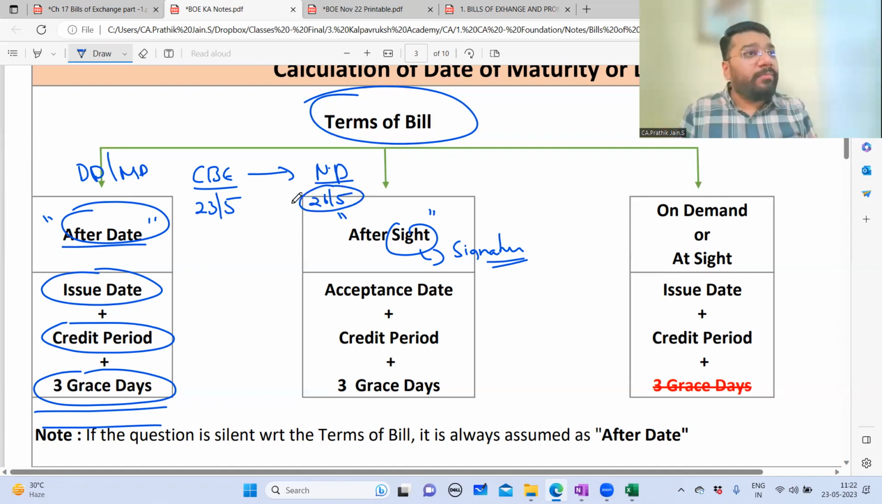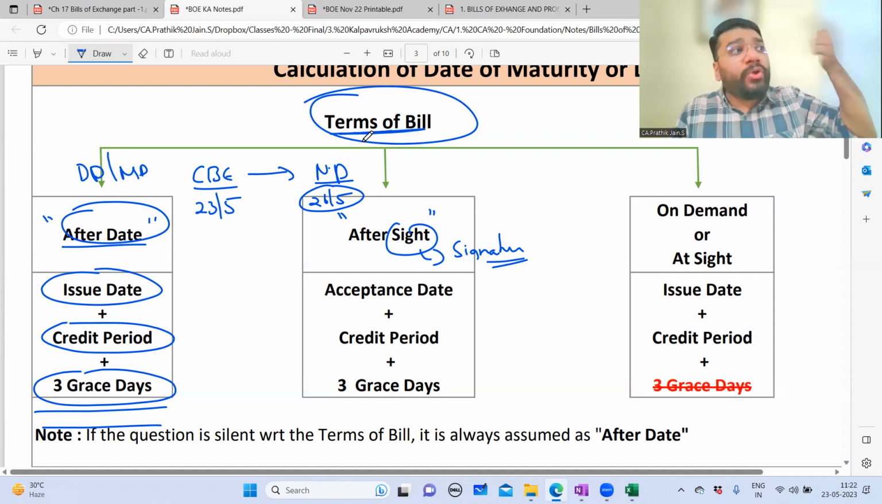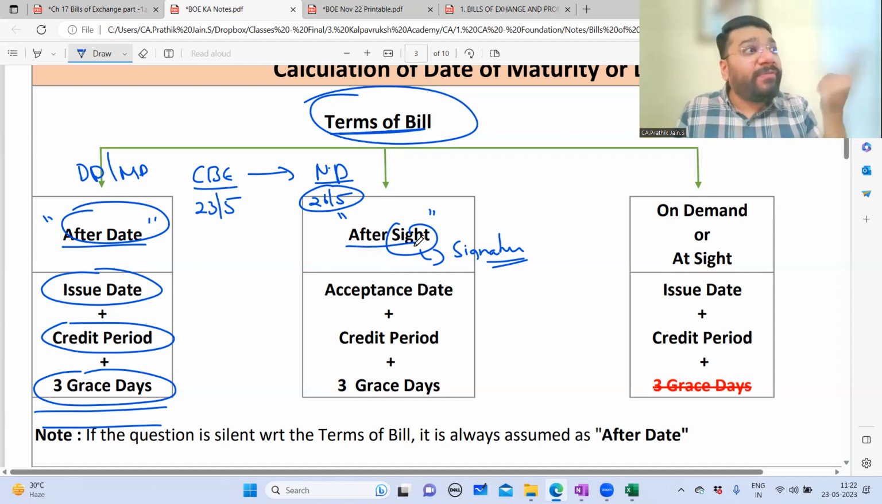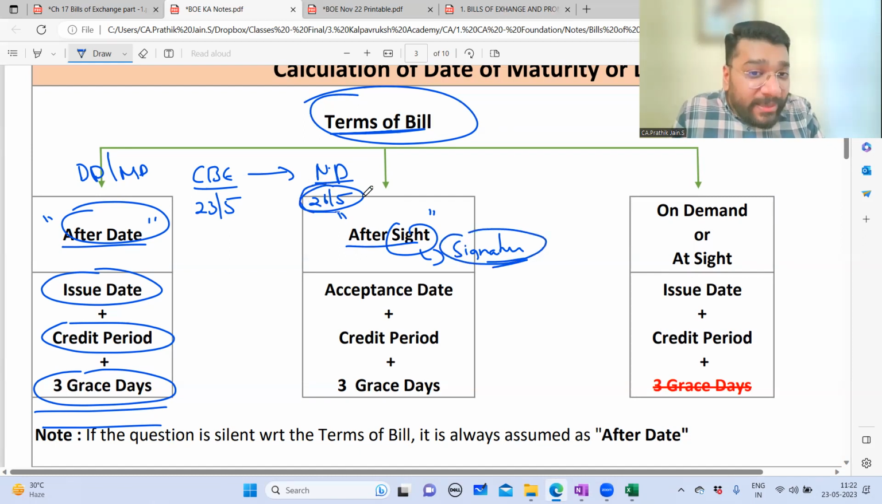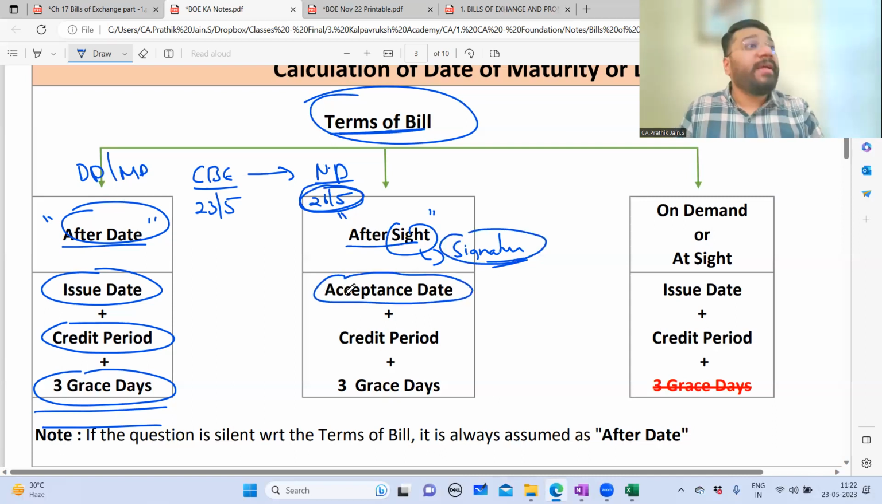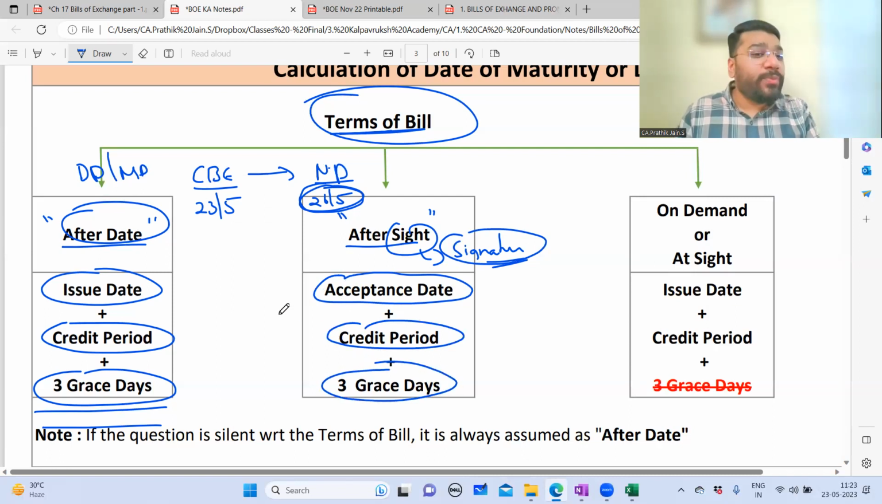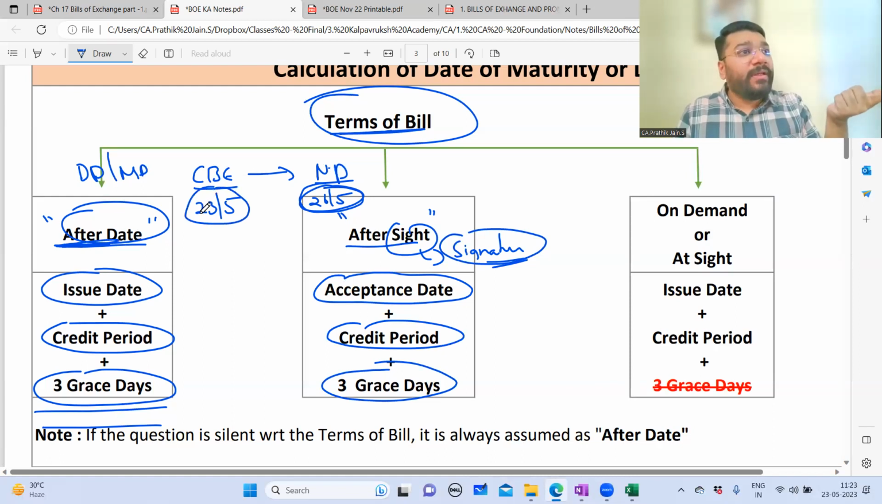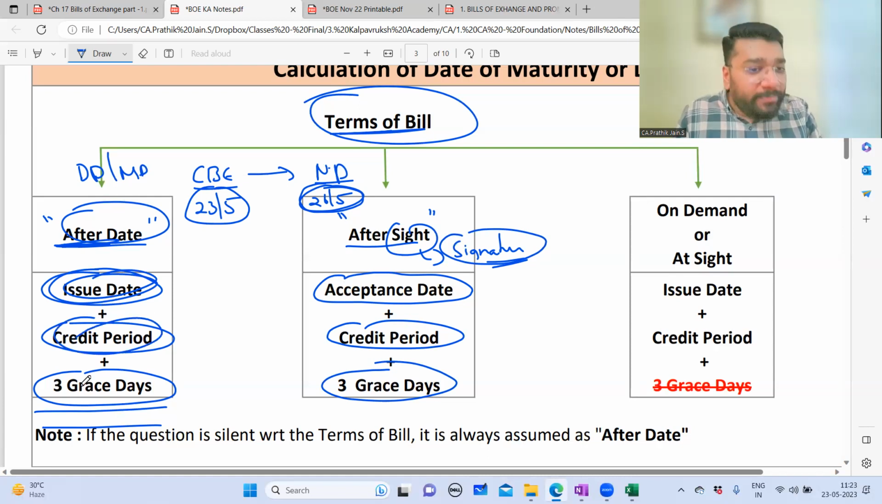When will he sign the bill? Probably on the same day. So here the question says that the calculation of due date should be after sight. After sight means after signature, which means when the acceptance is done on 26th May, that becomes the acceptance date, the base date. Now with that only you'll add the credit period and 3 grace days. Whereas in the previous case, since it is after date, the day when the bill is issued is taken as the base date. Base date is issue date plus credit period and 3 grace days.